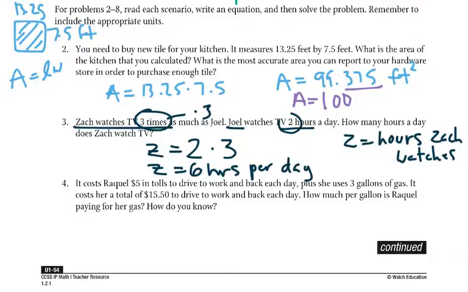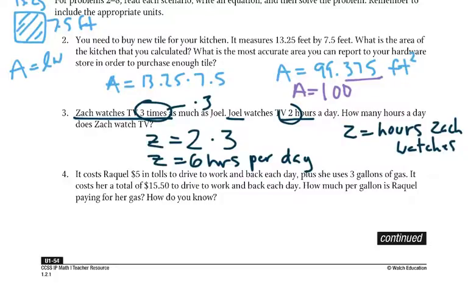Okay? So number 4. It costs Raquel $5 in tolls to drive to work and back each day. Plus, she uses 3 gallons of gas. It costs her a total of $15.50 to drive to work and back each day. How much per gallon is Raquel paying for her gas?